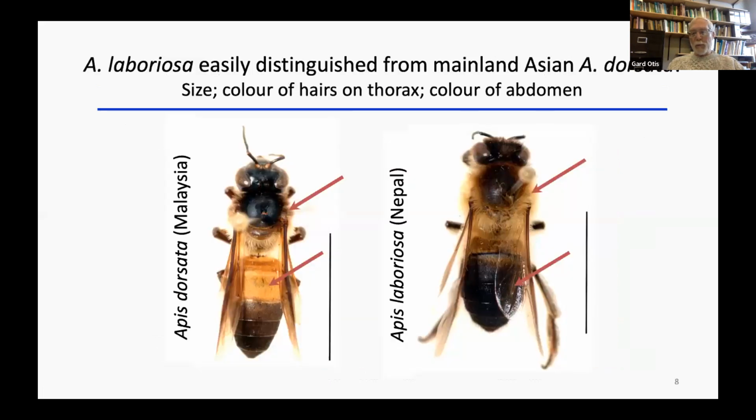So if you were to just have specimens from mainland Asia of giant honeybees, you could instantly separate dorsata from laboriosa. You can see here they look very different. Dorsata is bigger, but laboriosa is hairier, with a blacker abdomen, but those are all traits that one would expect of a high elevation bee, adaptations to a colder climate. In addition, they have these golden hairs on the thorax, as I mentioned, whereas members of the dorsata complex have black hairs. But you can instantly see that these look very different.